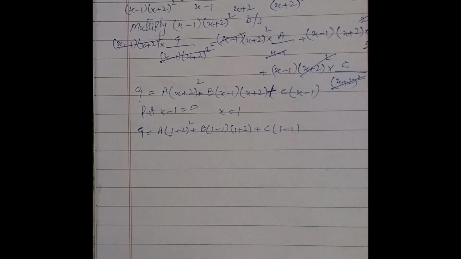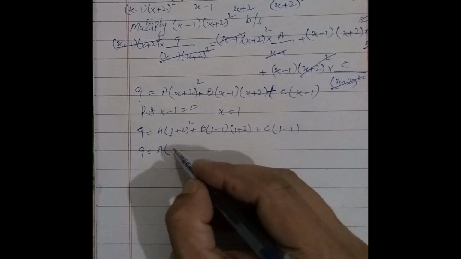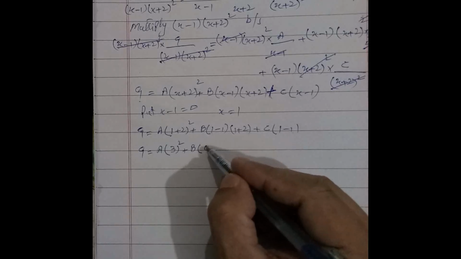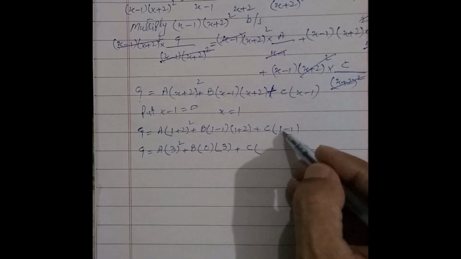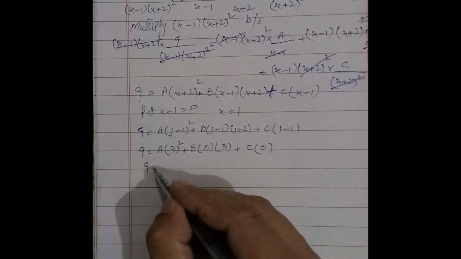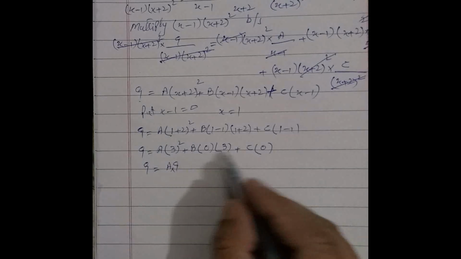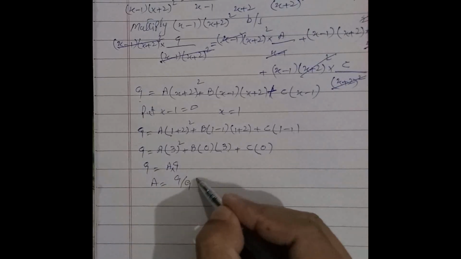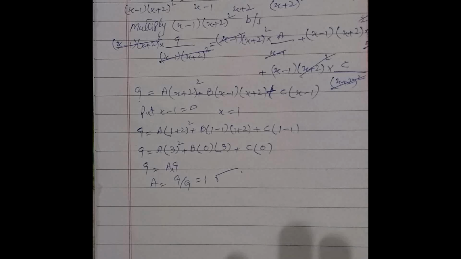Simplify these values. We get 9 is equal to a (1 plus 2 is equal to 3) whole square plus b (1 minus 1 is equal to 0)(1 plus 2 is equal to 3) plus c (1 minus 1 is equal to 0). Now further simplifying, we get 9 is equal to a into 9 and the remaining all the values are 0, and a is equal to 9 over 9, which is equal to 1, and it is the answer of a.